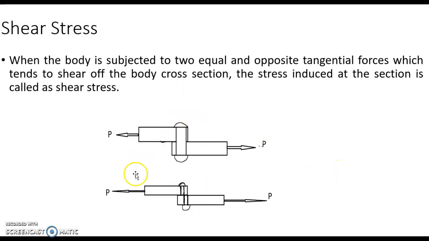This first figure is before shear and the second figure is after shear. After applying this force, the connecting bolt is going to shear off from its actual plane. That happens due to shear stress, which means it actually deflects from its position. By seeing the figure, you can visualize and understand what shear stress is.